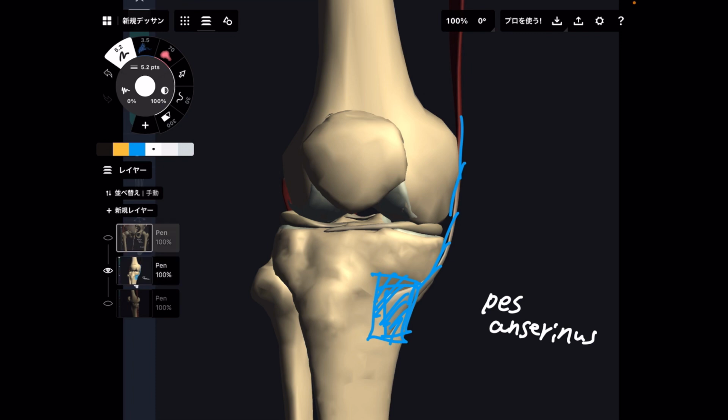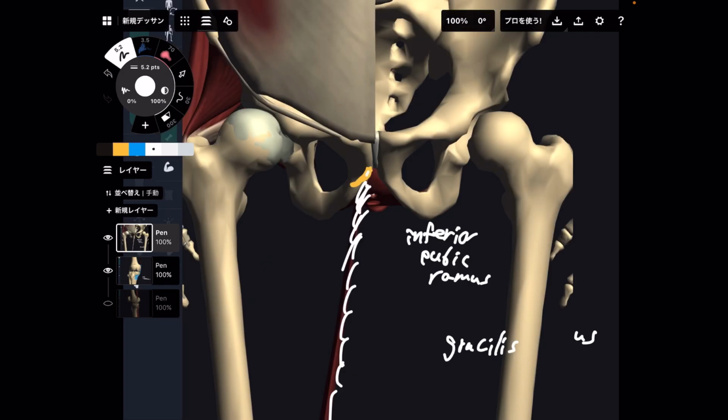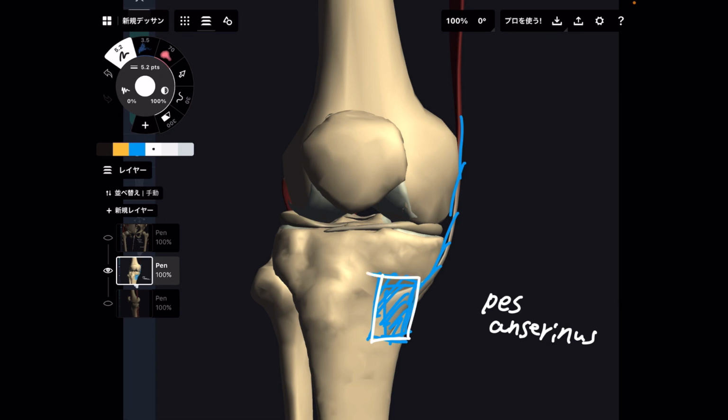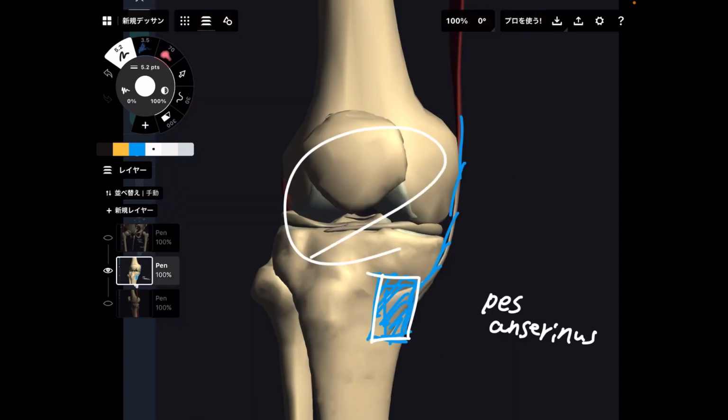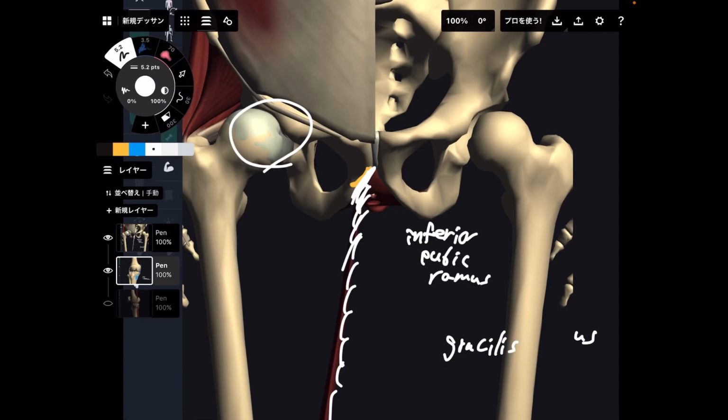Anyway, this is origin and insertion. Origin is the inferior pubic ramus. Insertion is pes anserinus. Now let me talk about its function. Because gracilis crosses the hip joint and knee joint, it has functions for the hip and the knee. Two functions for the hip and two functions for the knee.